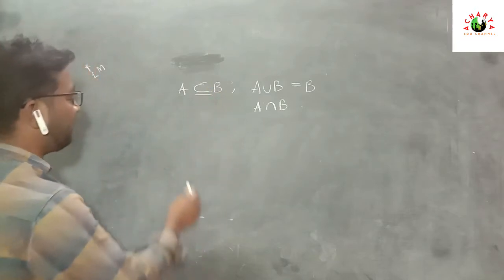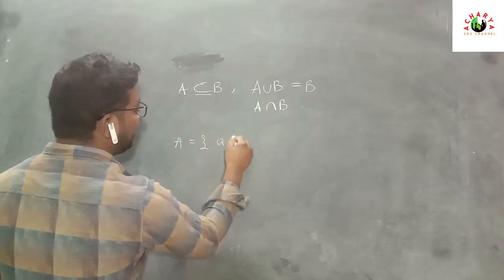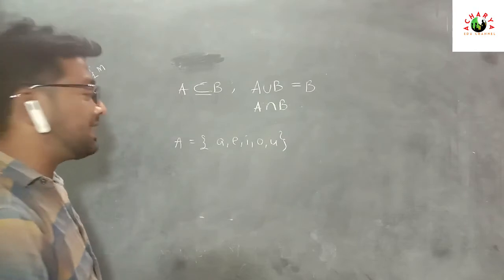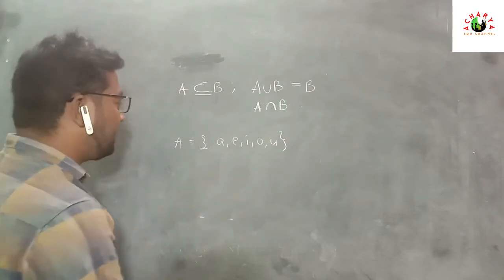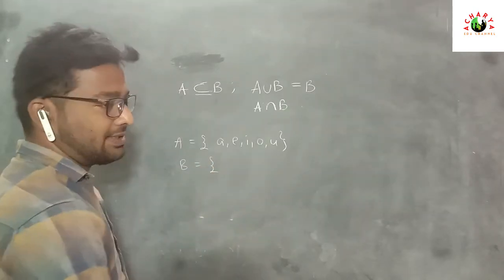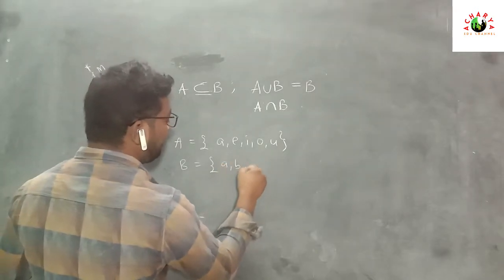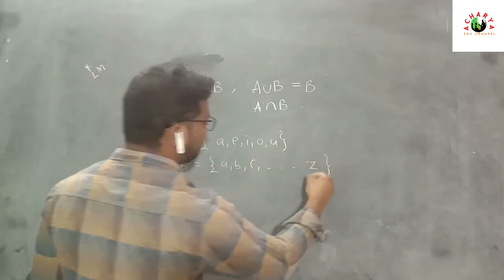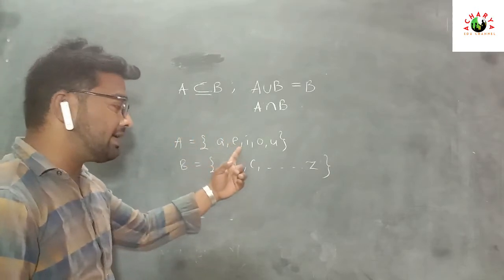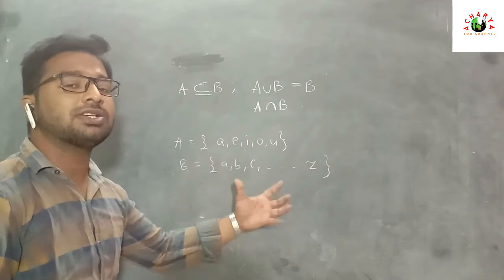Okay, I will give one example. Here A is equal to {A, E, I, O, U}, the set of vowels in the English alphabet. Next, B is equal to the set of all the letters in the English alphabet. All the English alphabet means A, B, C, and so on up to Z. See here, once you observe, A is the set of vowels in the English alphabet, and B is the total English alphabets.